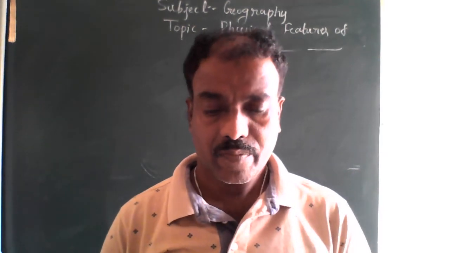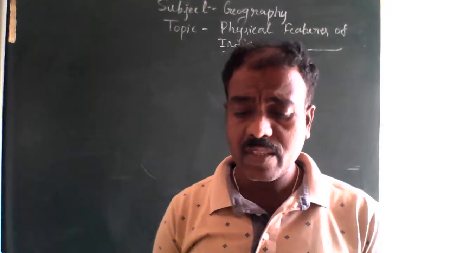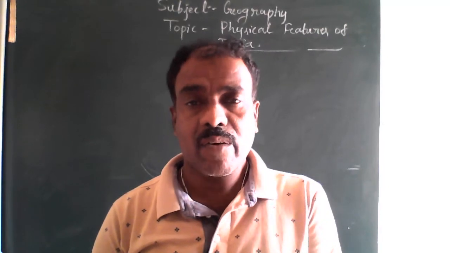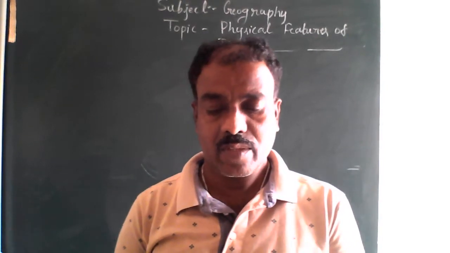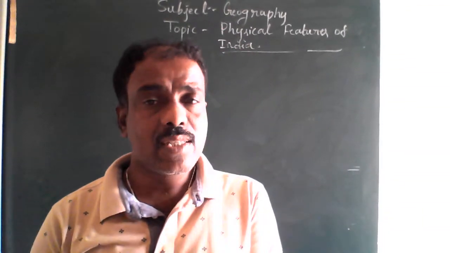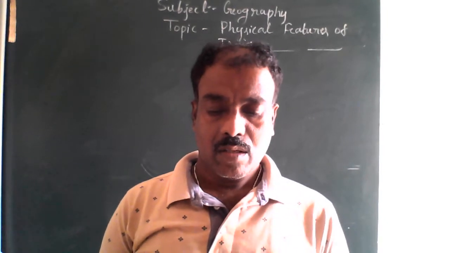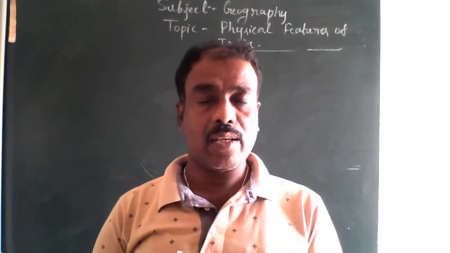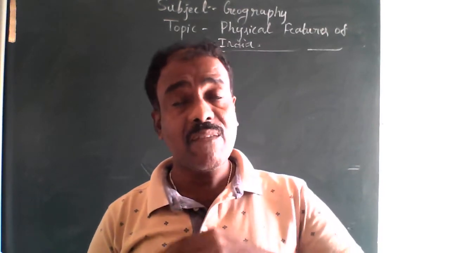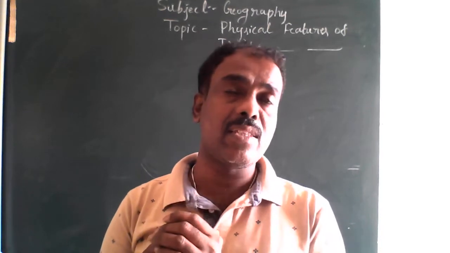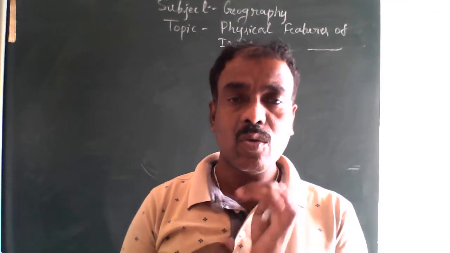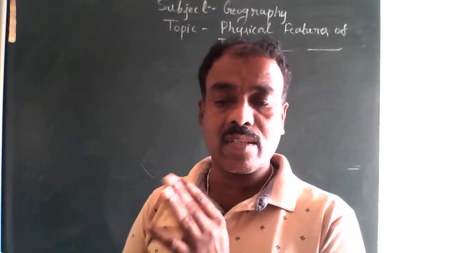Good afternoon. Last class we started to discuss and came to know about the theory of plate tectonics. According to this theory, the crust of the earth, crust means the upper part of the earth, has been formed out of seven major and some minor plates. Are you getting it now? Last class only we discussed this.